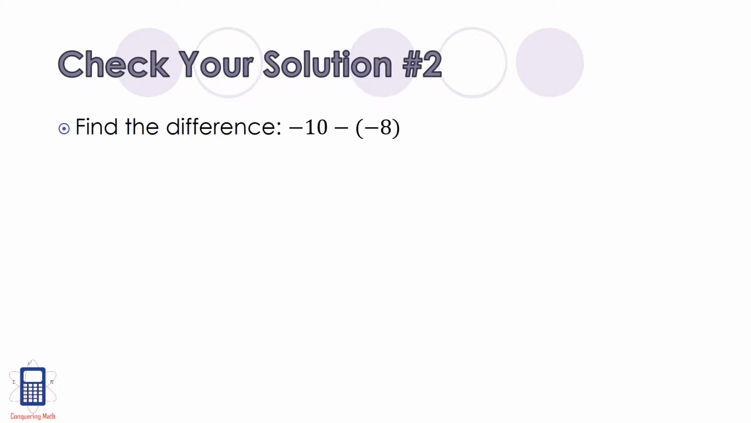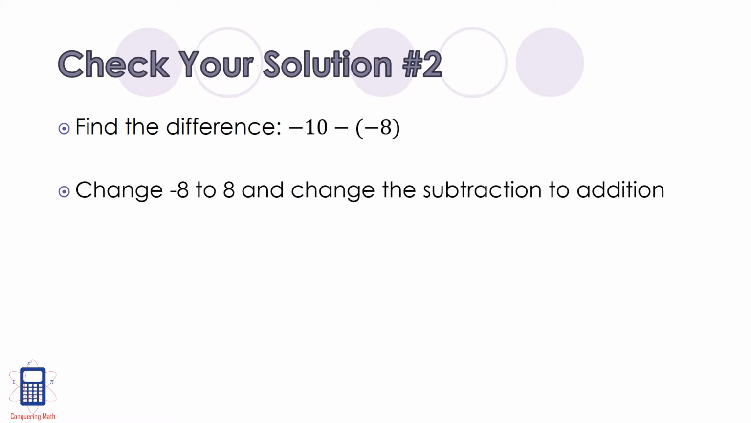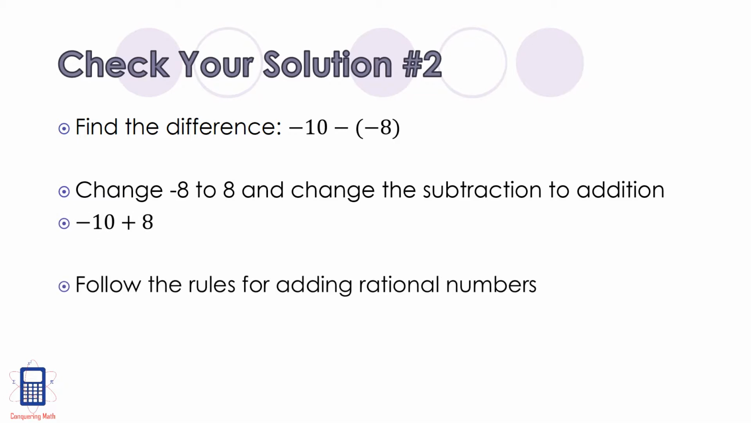So what that means is the first step will require us to change -8 to +8, and then again change the subtraction to addition. So now instead of -10 minus -8, we have -10 plus 8. Once again, we just need to follow the rules for adding rational numbers, and we know that -10 plus 8 equals -2.